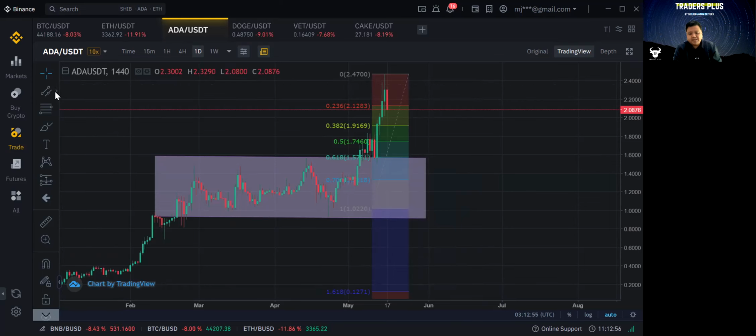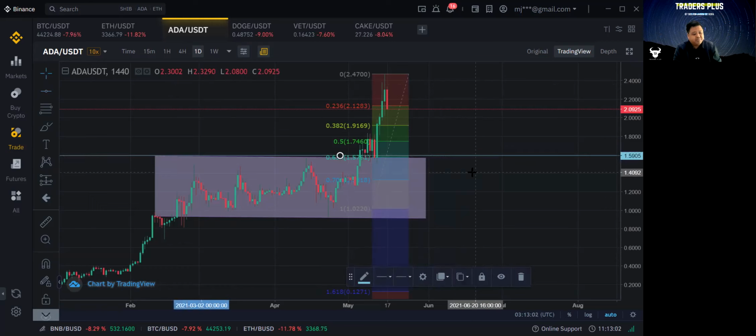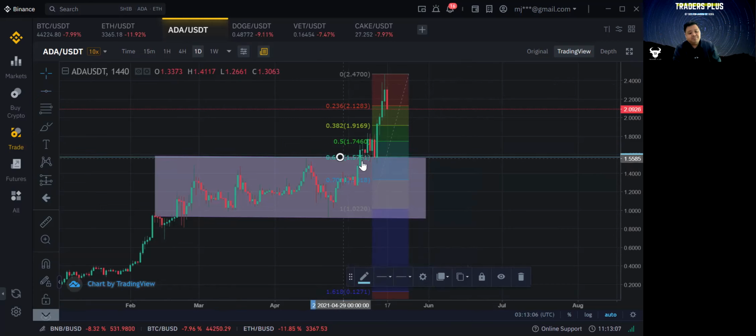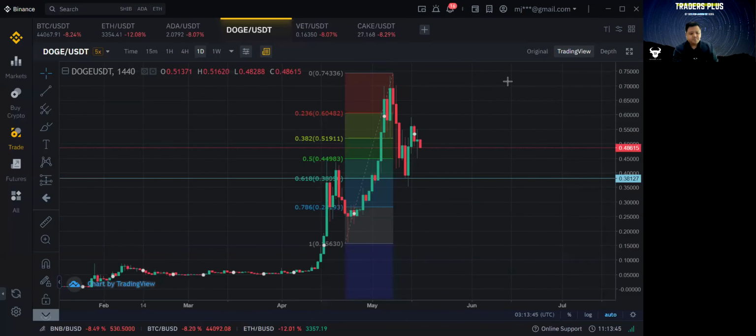By the way, anong price pala yon? So, malamang ang pullback nito, 1.5905 o 1.5751. Yun yung possible na pullback niya. Okay? So, let's see our next.